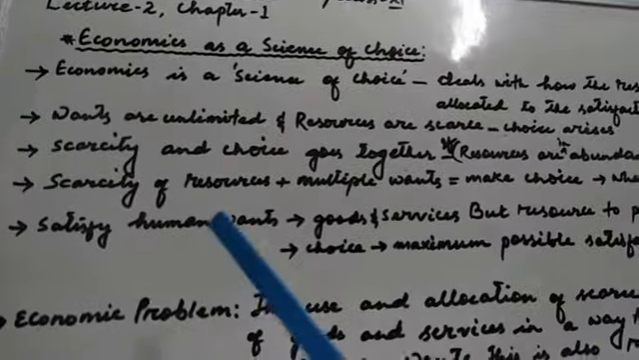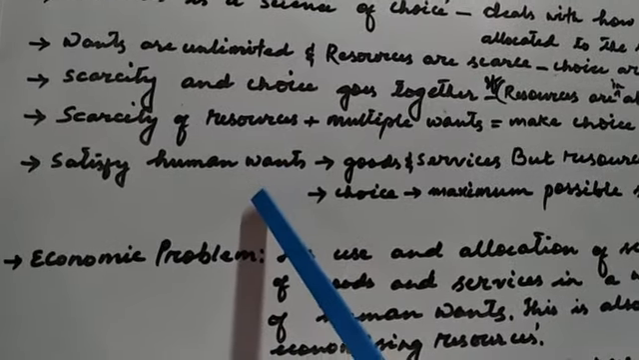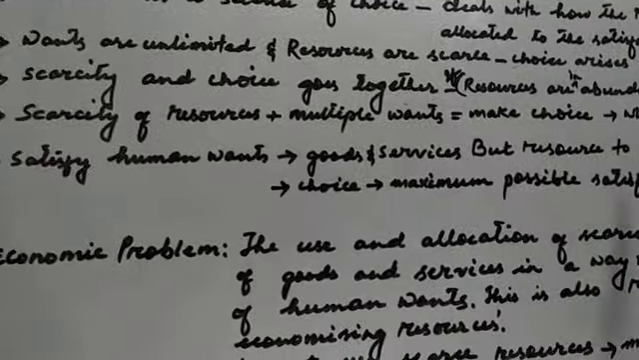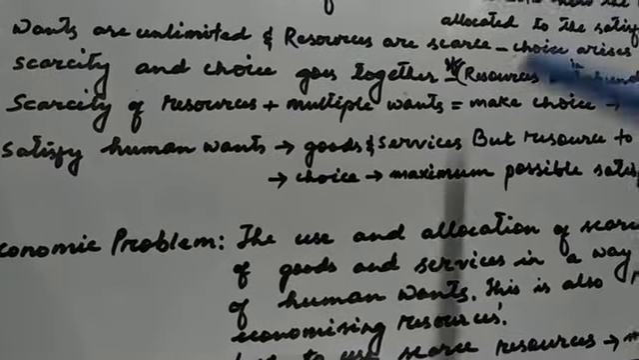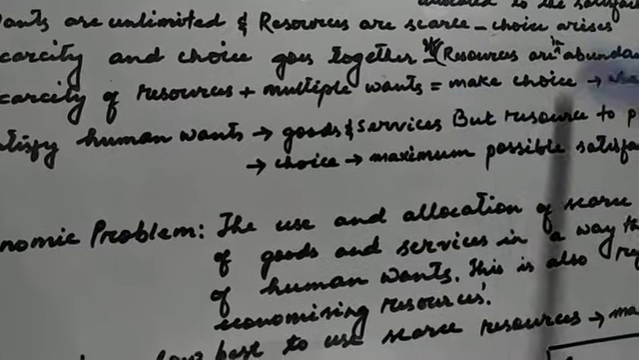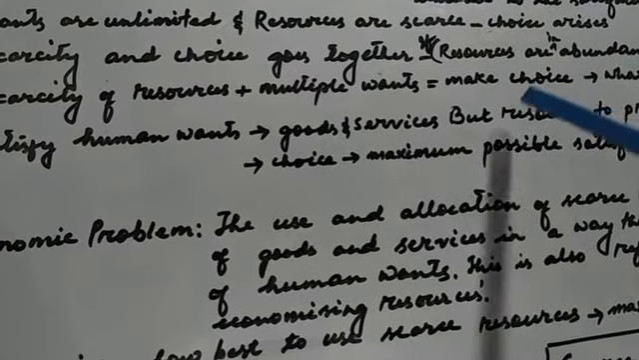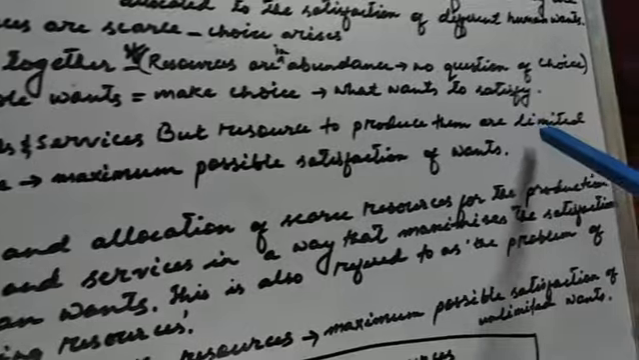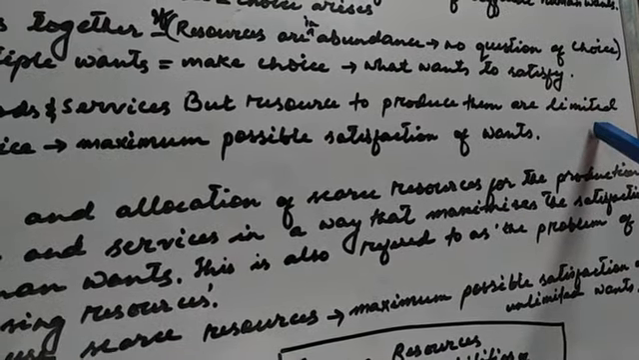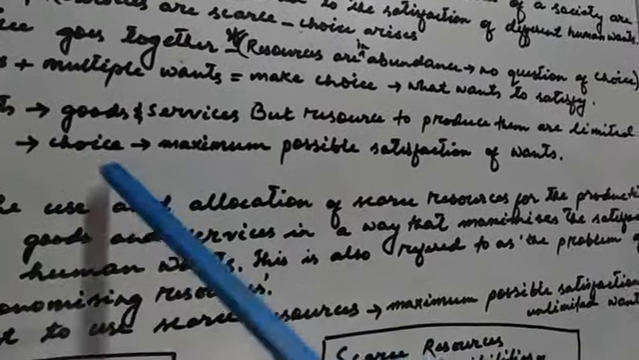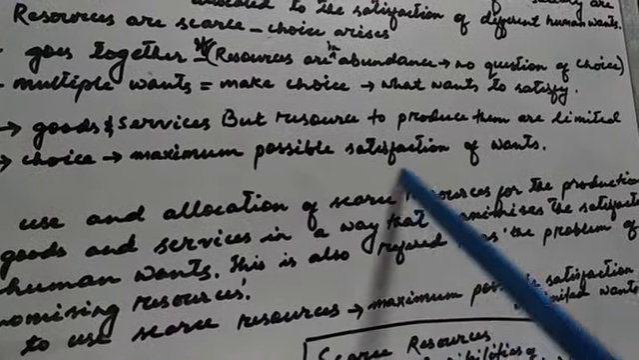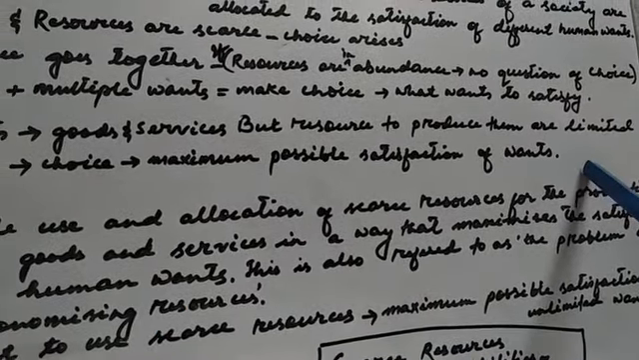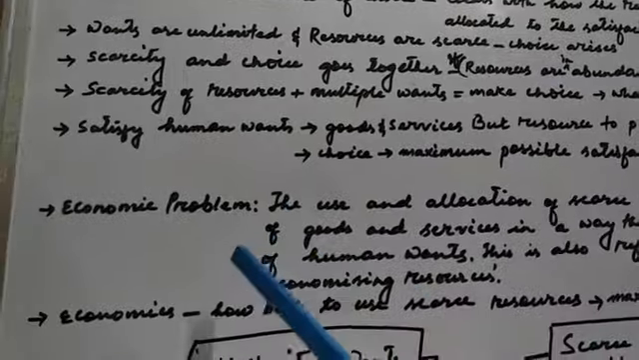What is needed to satisfy human wants? Production of goods and services has to take place. What is needed to produce goods and services? Resources. But resources are, as I have mentioned, limited in supply. So we have to make choices so that maximum possible satisfaction of wants is achieved. Here comes the economic problem.